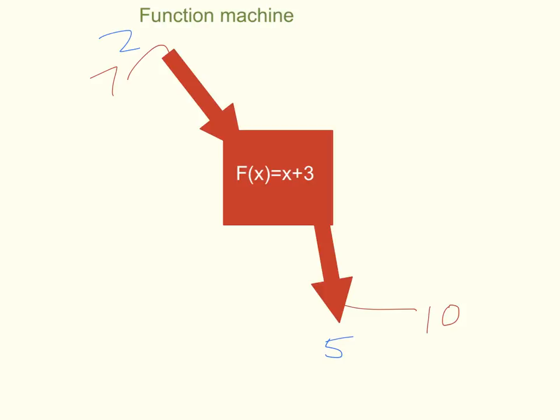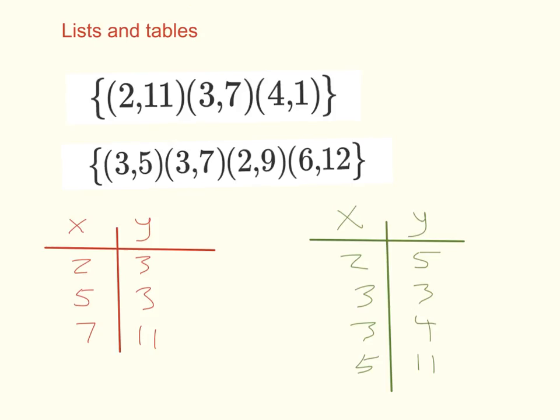So oftentimes when we're looking at functions, we'll see them as equations. We'll see lists or sets of points, or we will see table representations. So let's take a look at some lists and tables. Here are a couple examples of possible functions or possible non-functions. Here we have 2 lists or sets of points and 2 tables down below.